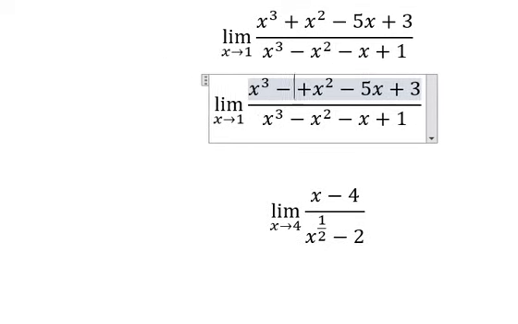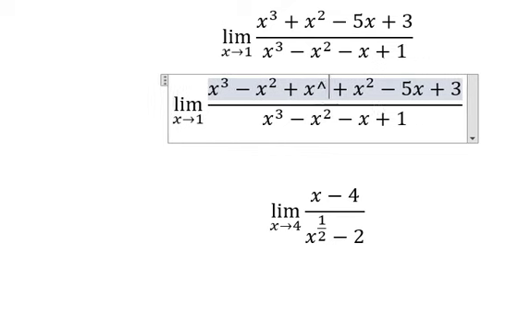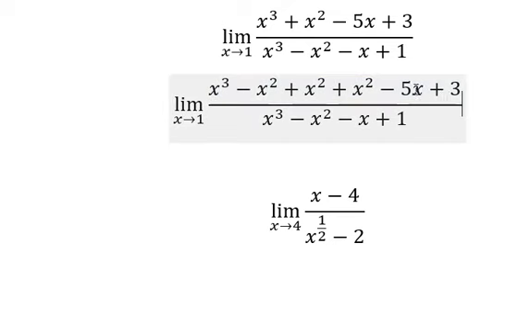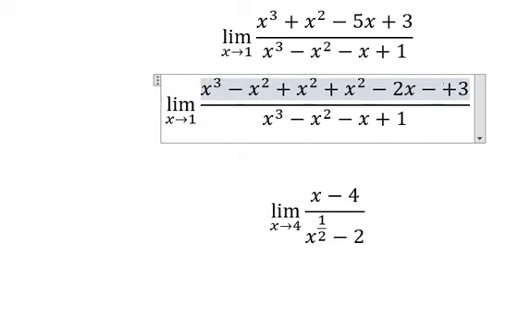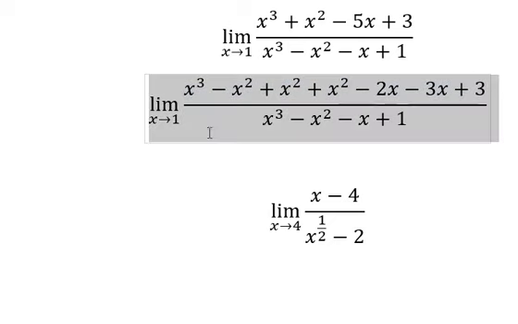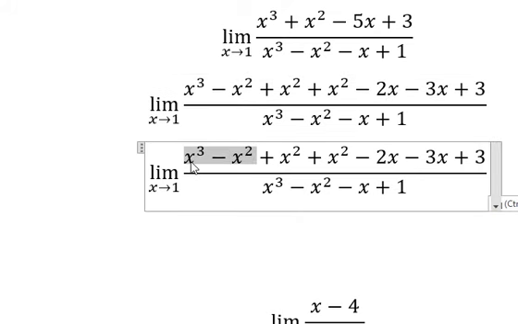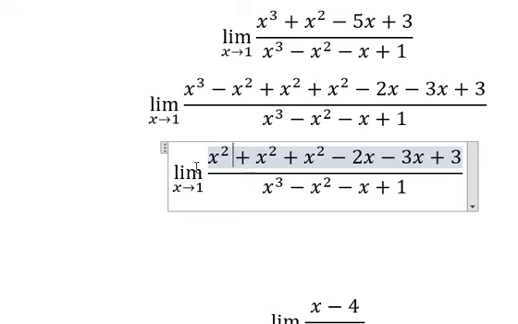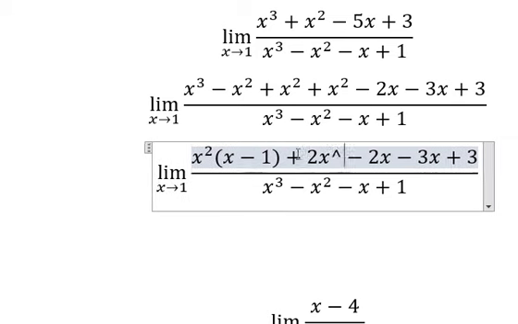We need to add negative s squared. Later we need to put back positive s squared. This one we can put negative 2s and negative 3s. So this one we can do factorization by s squared. This one we have 2s squared, so we can do factorization by 2s.